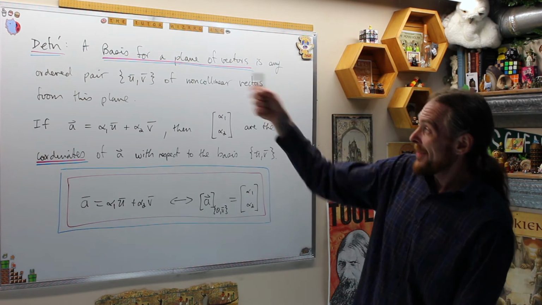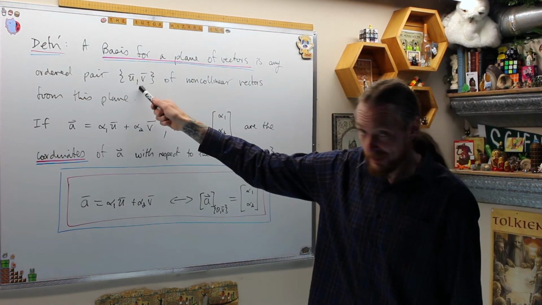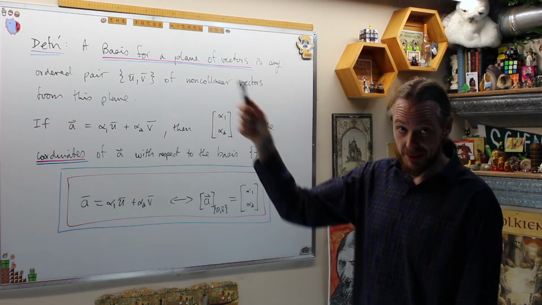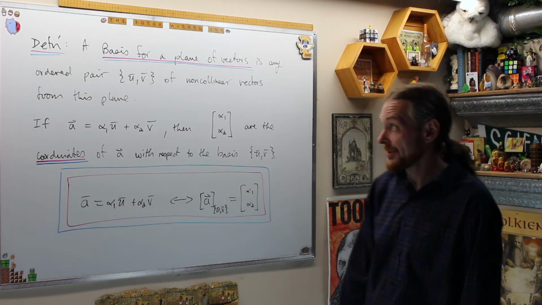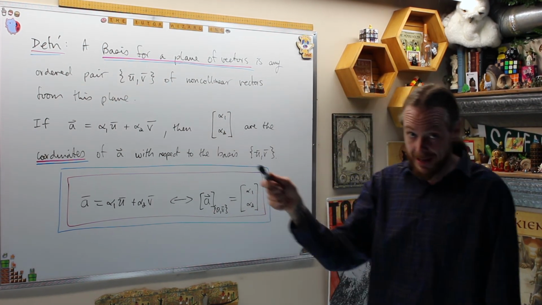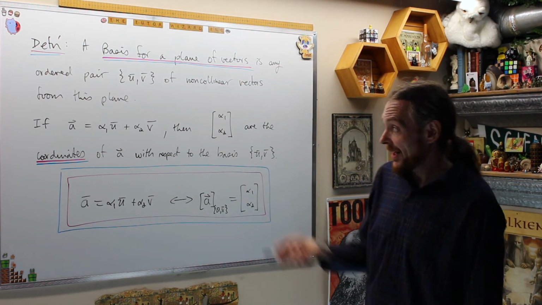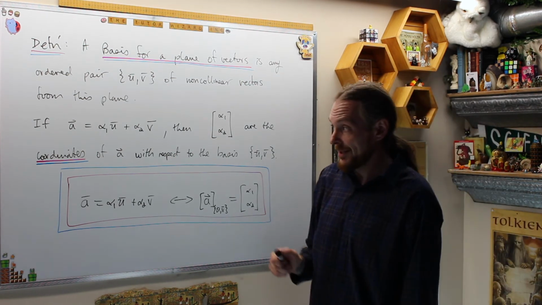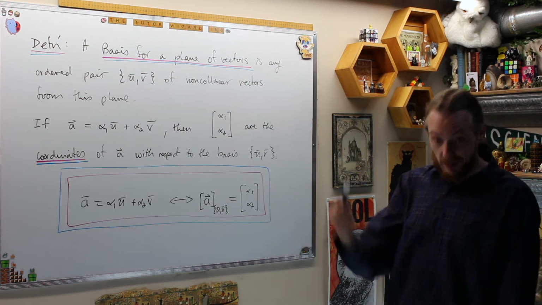The definition for a basis of a plane of vectors now is any ordered pair. That's important. U has to be first now when we do the linear combinations. If it's listed VU arbitrarily, then V has to be first in the linear combination. That's what we mean by ordered pair. The order matters. Then any basis for a plane of vectors is any ordered pair U and V of specifically non-collinear vectors in that plane.